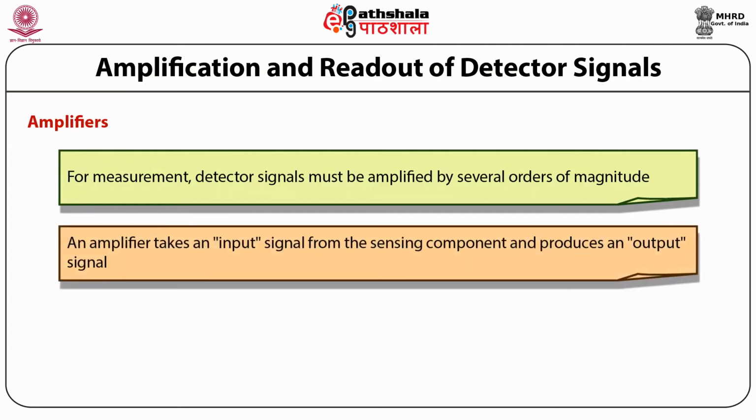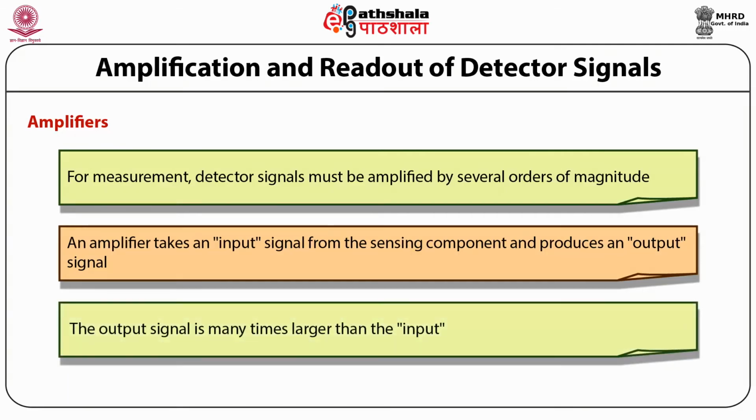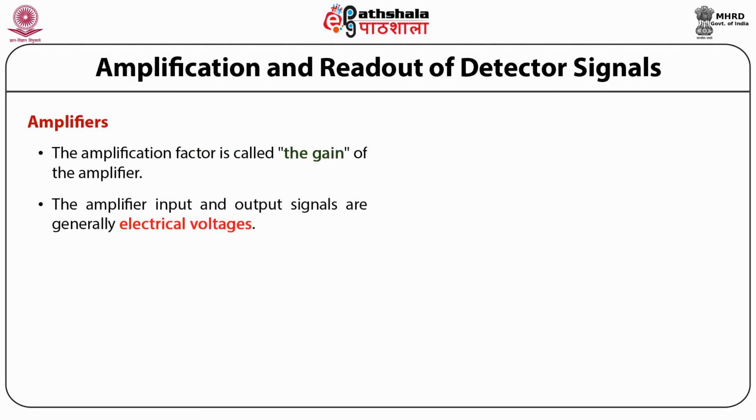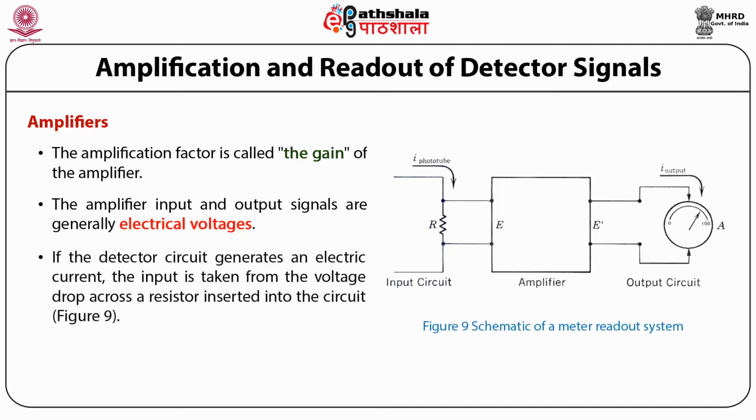An amplifier takes an input signal from the circuit of the sensing component and through a series of electronic operations produces an output signal which is many times larger than the input. The amplification factor is called the gain of the amplifier. The amplifier input and output signals are generally electrical voltages. If the detector circuit generates an electric current, the input is taken from the voltage drop across a resistor inserted into the circuit as shown in figure 9.